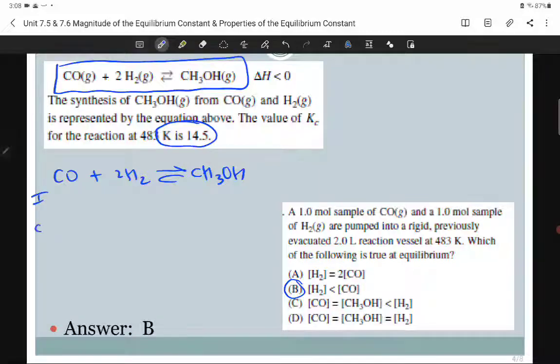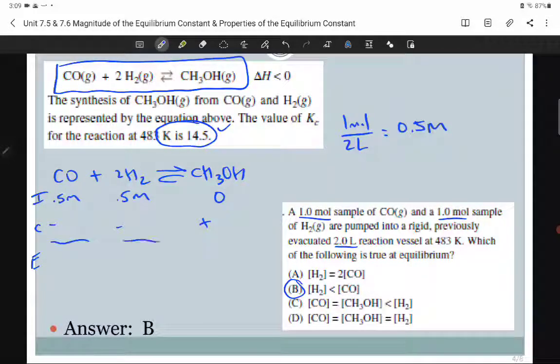So ICE. Now we used to call it ICF, but we're going to call it ICE now. We have 1 mole of both reactants, and it's in a 2-liter container. So 1 mole divided by 2 liters is 0.5 molar. So let's put a 0.5 molar in there, and let's put a 0.5 molar in there. And that's what our initial amounts are. 14.5 is greater than 1. So we think these might have an impact.